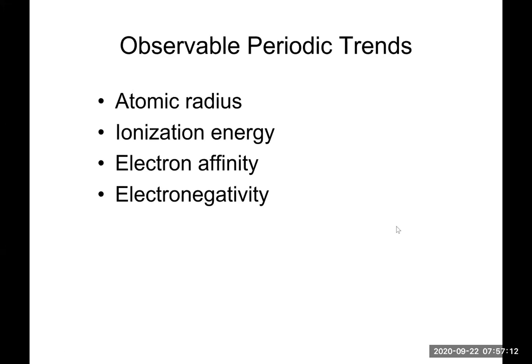In this lecture, we're going to look at 4 different periodic trends: atomic radius, ionization energy, electron affinity, and then we're going to wrap up with electronegativity.